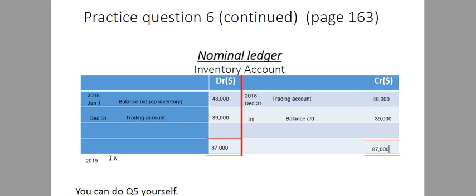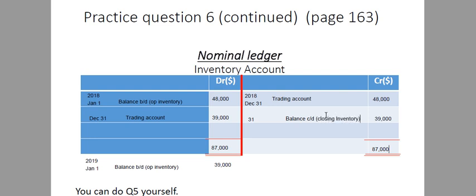So 2019 Jan 1 balance b/d, which is again the opening inventory for 2019. So write the opening inventory. That's the closing inventory of the last year, which is the balance c/d, and it has been brought down. With the balance c/d we can write closing inventory, so that you remember that this is your closing inventory. So that's your closing inventory.